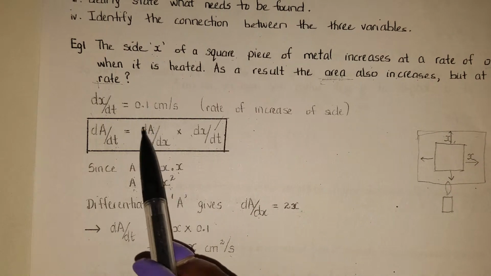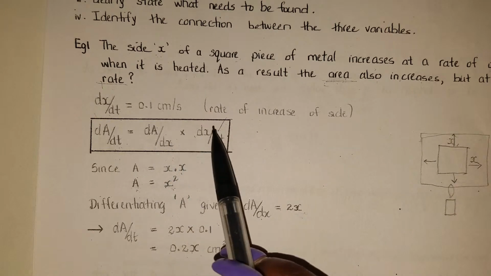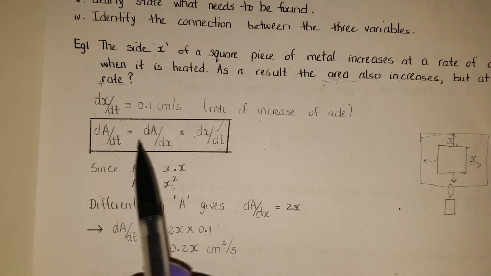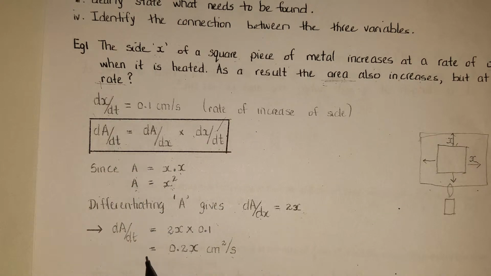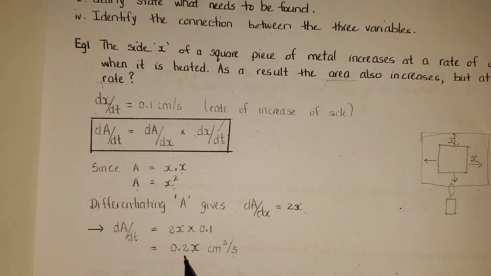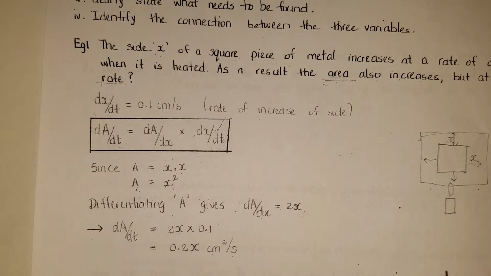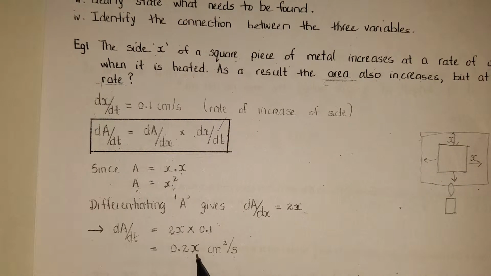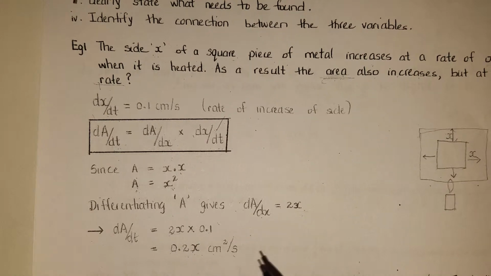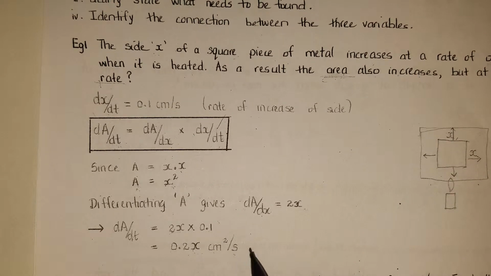So now we have our dA/dx to plug in, and our dx/dt was given as 0.1. So from our formula, dA/dt will be dA/dx, which is 2x, times dx/dt, which is 0.1. And multiplying them gives us an answer, 0.2x centimeter squared per second. Now, this is a general solution that we can use for any length. So, for example, if the length of the side was 8 centimeters, we can plug an 8 right here, multiply it by the 0.2 to get 1.6 centimeters squared per second.